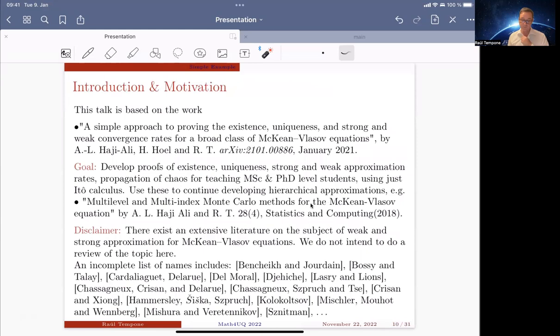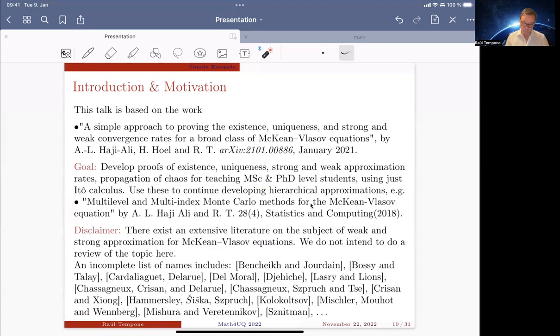So this talk is based on the collaboration with Abdo and Hokon. It's a preprint, and our goal was to develop proofs of existence, uniqueness, strong and weak approximation, propagation of chaos. We wanted to do it in such a way that we would use tools familiar to master students and PhDs, just essentially using the Ito calculus and the standard things that we teach in a course for numerics on SDEs. Why did we do that? Of course, for didactical purposes, but also because we wanted to keep adding the supporting theory for the methods that we derived in the context of approximation for McKean-Vlasov.